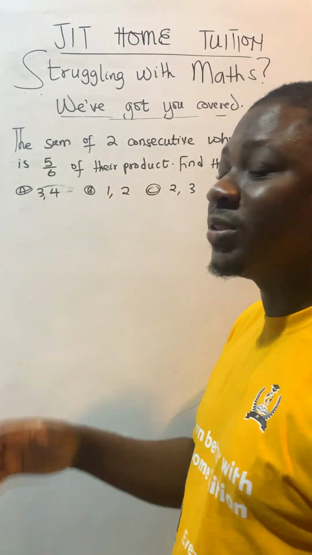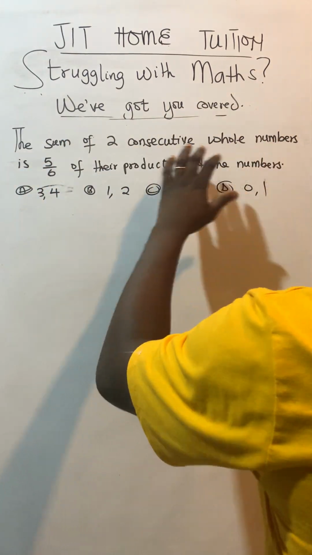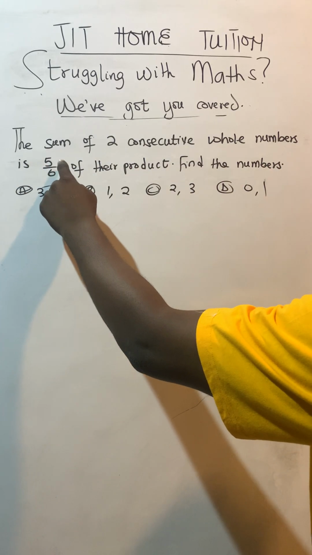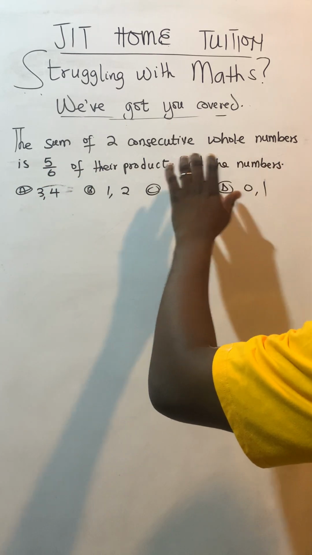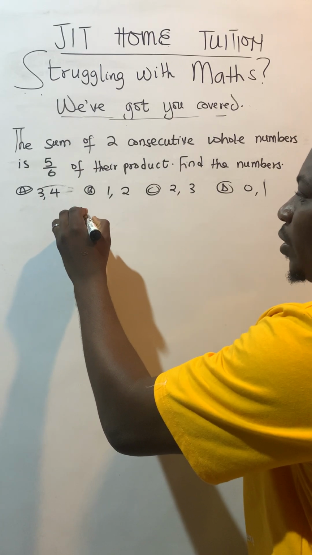We have this question on the board to solve. It says that the sum of two consecutive whole numbers is 5/6 of their product. Find the numbers, and these are the options. So how do we go about this?